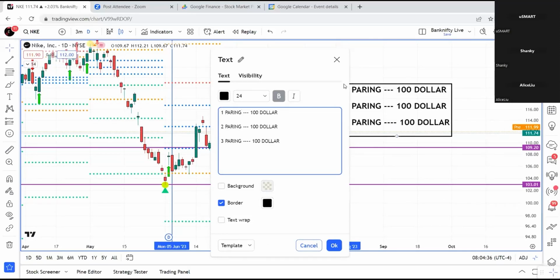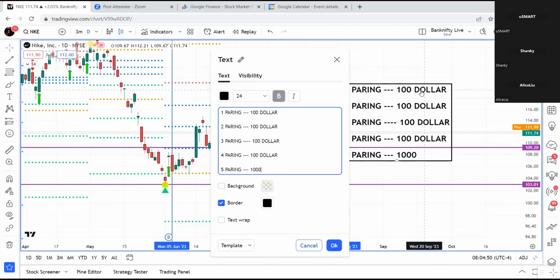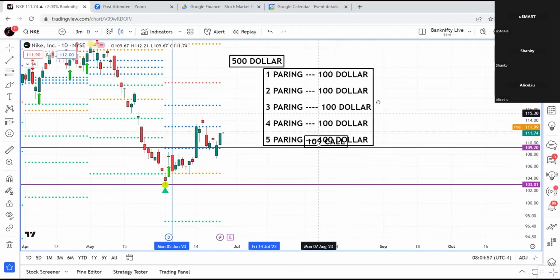Fourth pairing, again your investment is $100. Okay, just an example. Fifth pairing, again you have $100. So what happens is there are a lot of earnings coming, right?